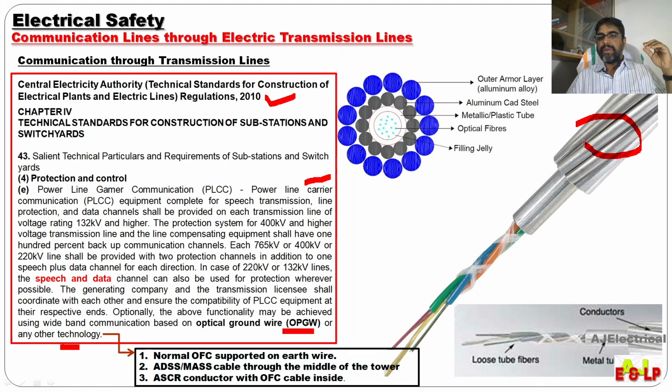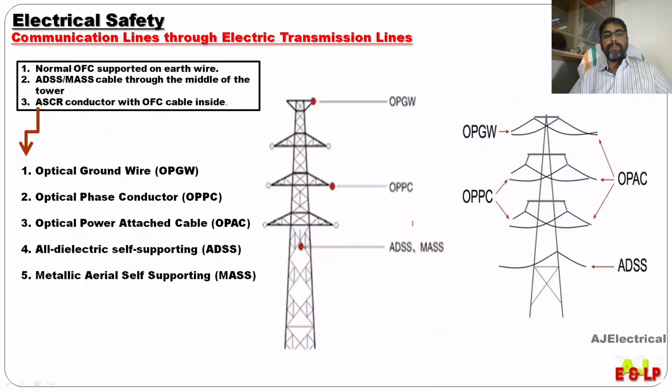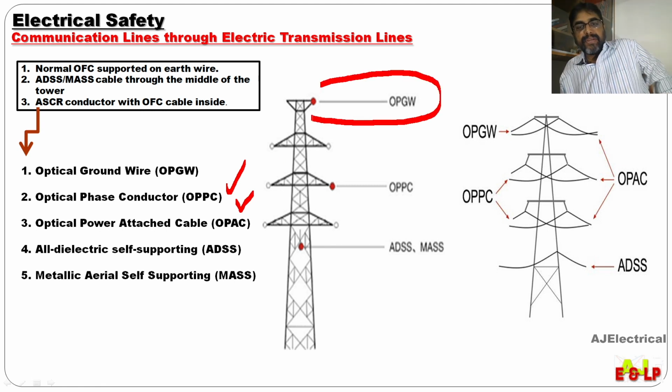OPGW has a metal cover which is used for lightning protection, and inside this metal part there is a tube made of metal or plastic, and in the tube there are fibers. These fibers are used for communication. Apart from OPGW, we have discussed OPPC, optical phase conductor, and OPAC, optical power attached cable. You can see OPGW at the top of the tower, and OPPC and OPAC also in the figures.